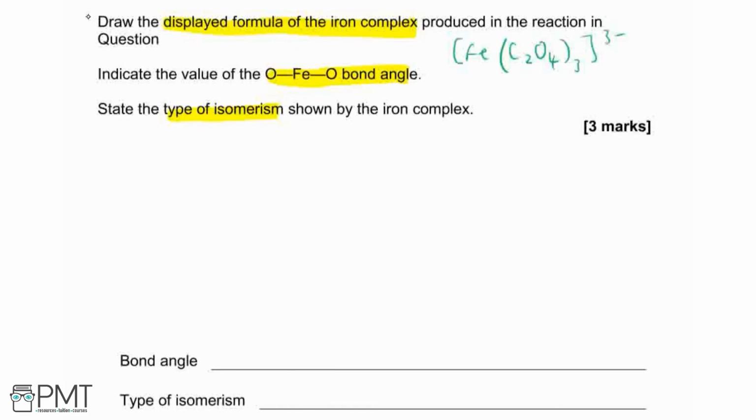So let's start by drawing out the complex and displayed formula. So we've got our central iron metal, and then we've got an octahedral complex here because we've got 6 coordinate bonds. So I'm just going to start by drawing those bonds out in the 3D shape. So we have 2 in the plane, we have 2 wedged, so they're coming out towards us, and 2 dashed because they're going behind us. And each of these bonds is to an oxygen. So I'm just showing that lone pair just to make that coordinate bond really clear.